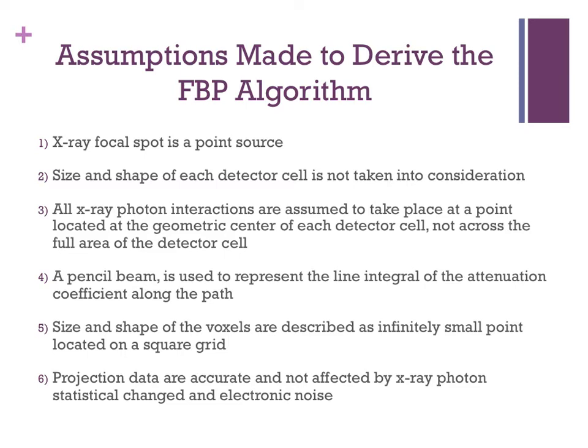The next assumption that must be made is that the size and shape of the voxels are described as an infinitely small point located on a square grid. The sixth assumption is that the projection data are accurate and that they are not affected by the X-ray photon statistical changes and the electrical noise. Figure 6.2 in your book lays out these assumptions.